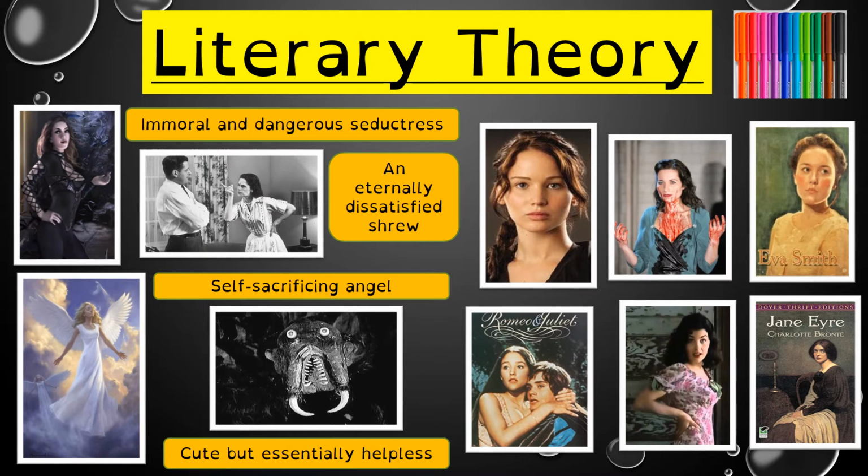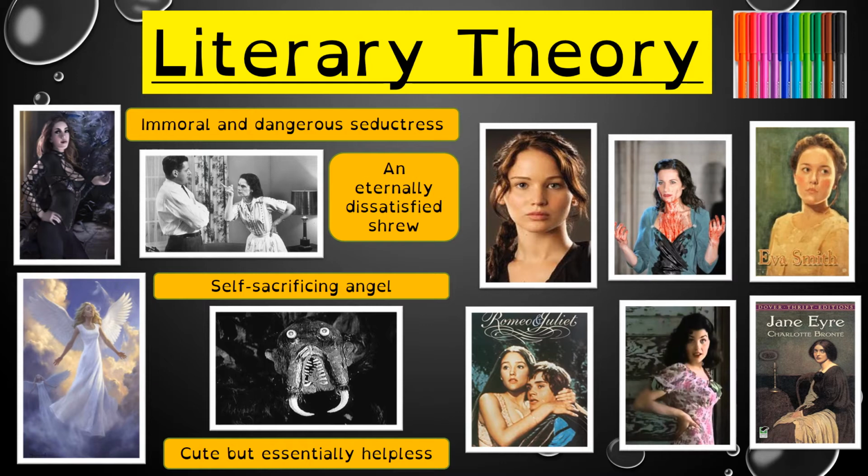Then we have Eva Smith at the top right from An Inspector Calls. Maybe we could say she's the cute but essentially helpless character. She needs rescuing by Gerald, who has to come along as her Prince Charming, rescue her, take care of her, put her up in this apartment. Perhaps we put her in the self-sacrificing box. She ends up dying at the end and is this kind of sacrificial lamb to show the Birlings and Gerald that they need to be better.